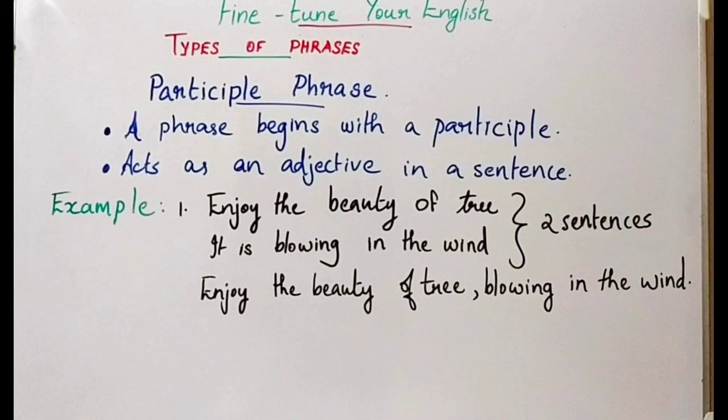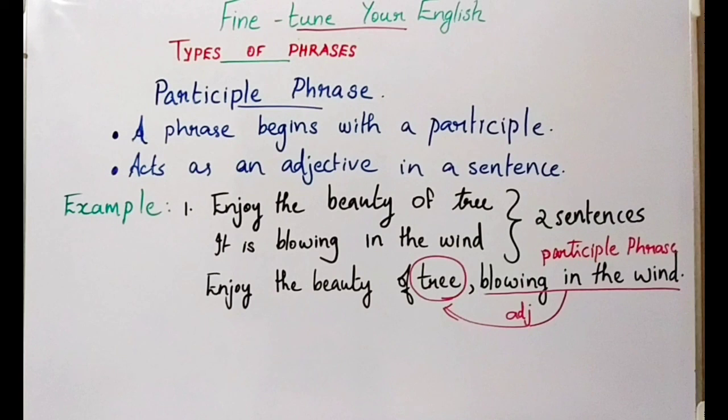In the first example, there are two sentences. Enjoy the beauty of the tree. It is blowing in the wind. These are the two sentences. We can combine them together using a participle phrase. Enjoy the beauty of the tree, blowing in the wind. Here the second sentence, it is blowing in the wind, we changed into a participle phrase beginning with the ing form or present participle. So we dropped it is and made it a participle phrase, a present participle phrase.